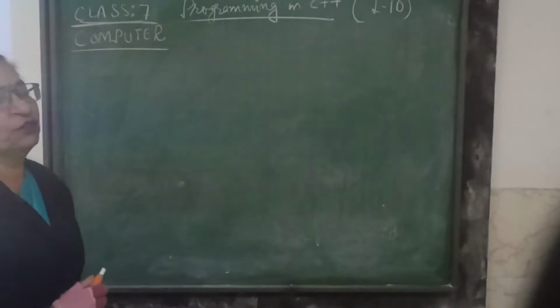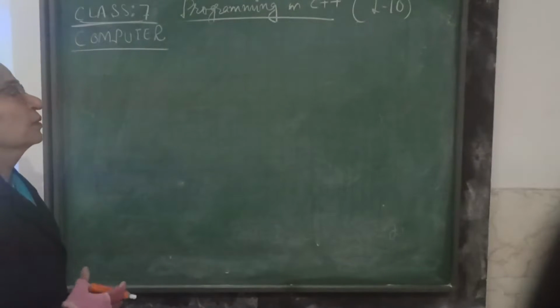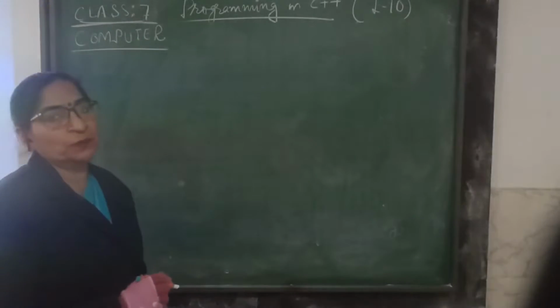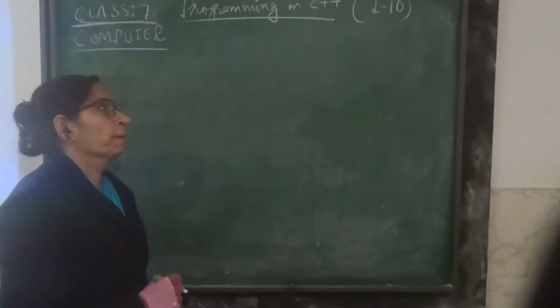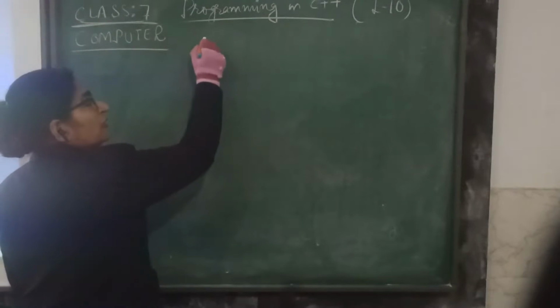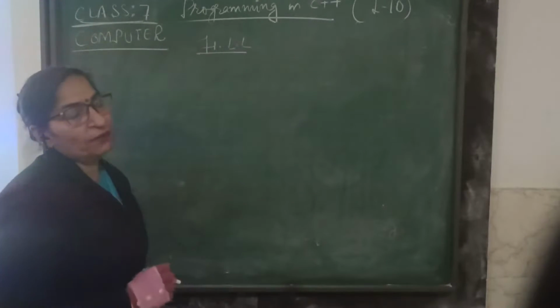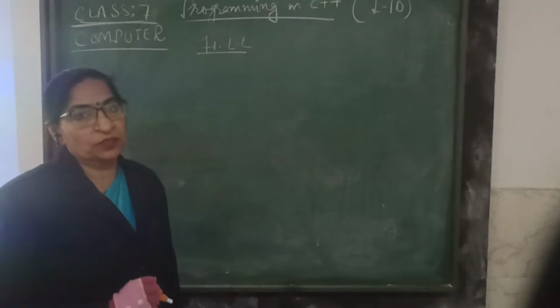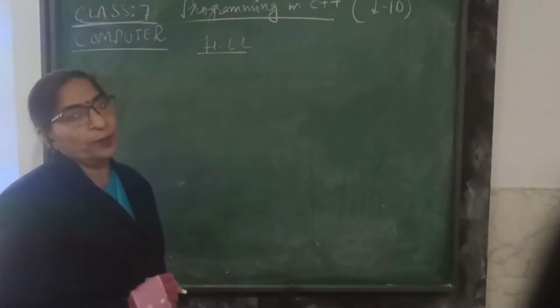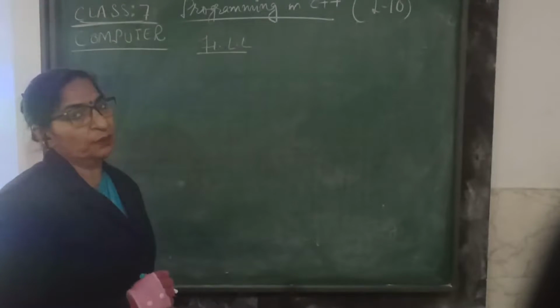Let us start the revision of class 7. Subject is computer, programming in C++, lesson number 10. Yes children, we are going to start that C++ is a high level language. High level language means just like English language, in which we use to make programs. And for that programs we are using some statements.